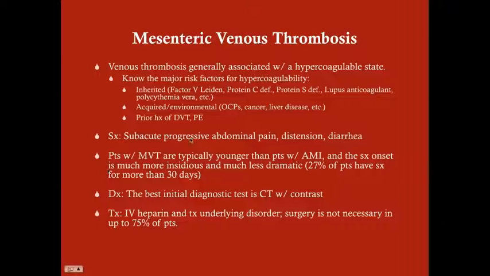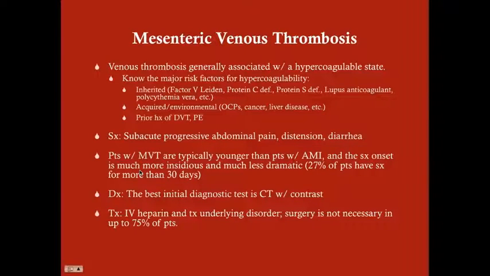And then prior history of DVT or pulmonary embolism, that is related to these other ones, but the reason that I put this in particular here is that the patient may not know that they have an inherited hypercoagulability. So if they have a past history of DVT or pulmonary embolism, and haven't been worked up already, that's a major red flag that they've got one of these inherited risk factors.